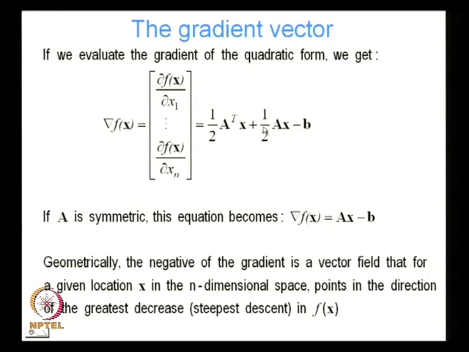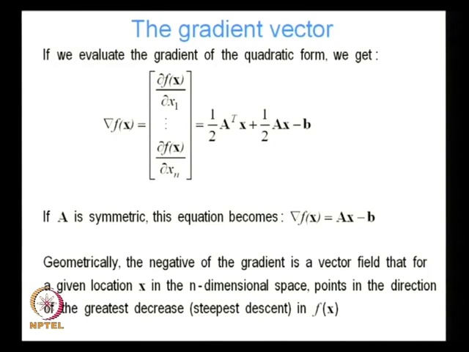And if A is symmetric, what does symmetry mean? We have talked about this many times before. It means A is equal to half A plus A transpose, right. There is no skew symmetric part. So, A is always going to be equal to half A plus A transpose. So, in that case I can bring out x and write this as the gradient of f of x equal to A x minus b, right. I am just writing this taking advantage of the symmetry in A.